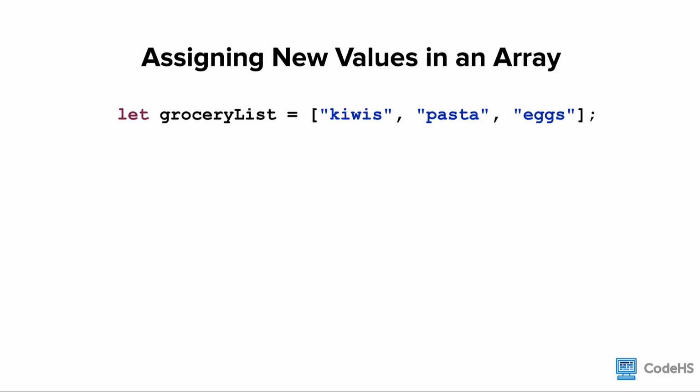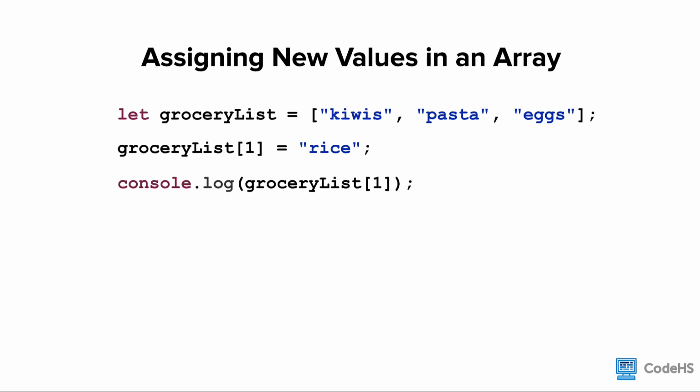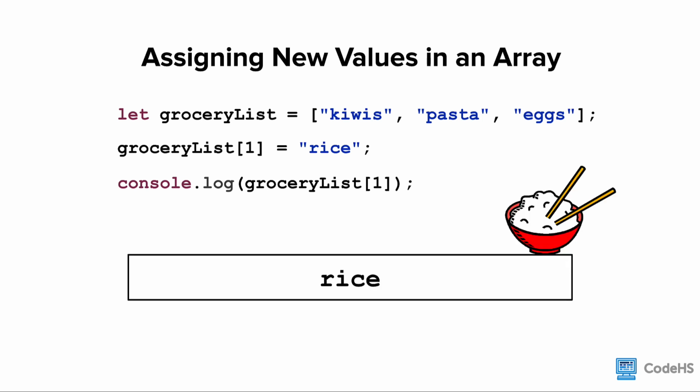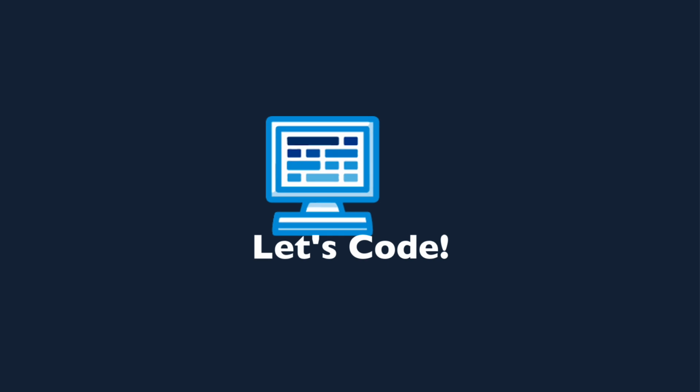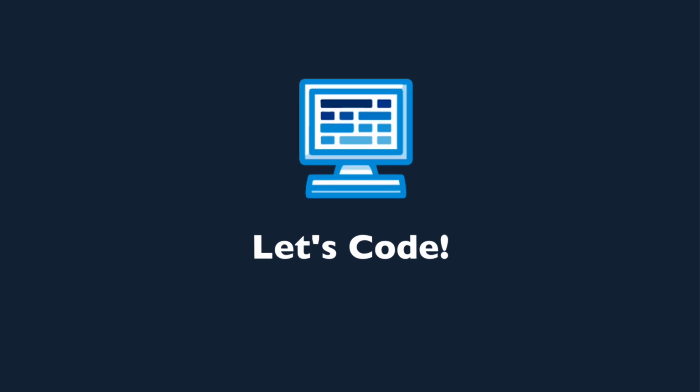We can also use indexes to assign a new value to a specific location. For example, let's say that instead of pasta, we want to get rice. If we type grocery list brackets 1 equals rice, we are telling the computer to replace the value stored at index 1 with rice. Now if we print this item, we'll get rice. Awesome! Let's jump into the editor to look at a couple of live examples of arrays.